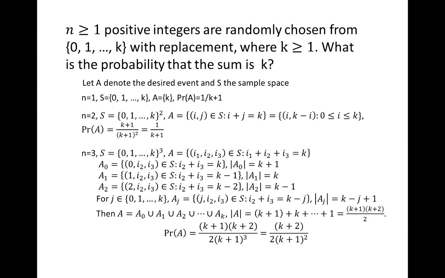Then for the case when n is equal to 3, the set A is the union of the disjoint sets A0 to Ak. We find the size of A in this case is the summation from 1 to k plus 1, which is equal to (k plus 1) times (k plus 2) divided by 2. Combined with the size of S, which is equal to (k plus 1) cubed, the final probability is given by (k plus 2) divided by 2 times (k plus 1) squared.